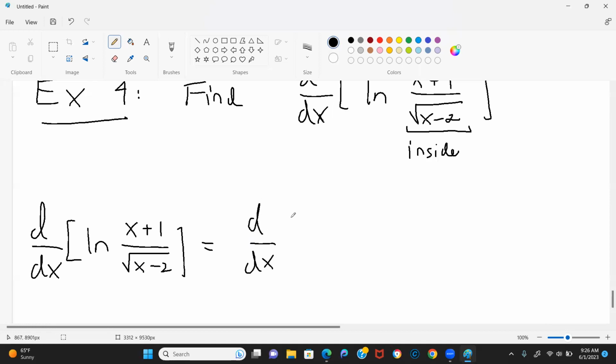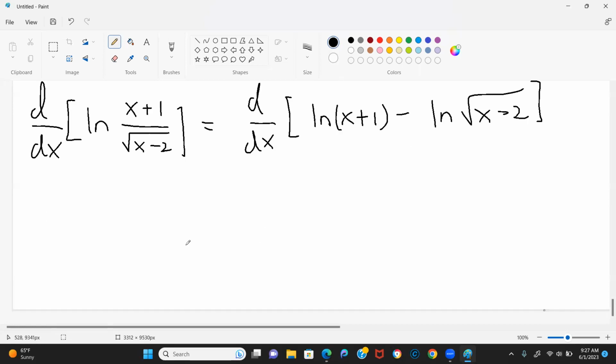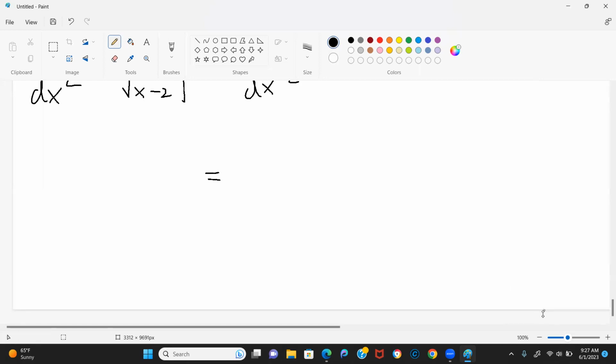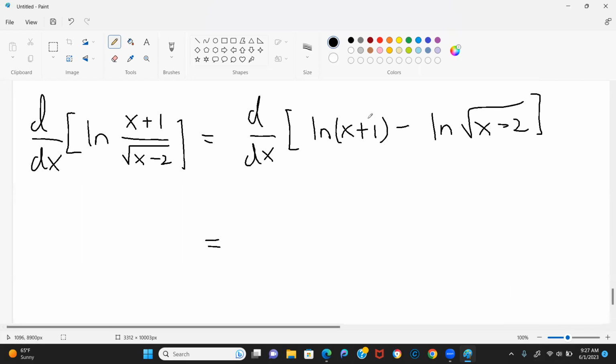All right, so now before I take this derivative, I notice I have a fraction here, so I am going to split the fraction up. It's going to be the difference of the logs, right? So it's going to be ln of (x plus 1) minus ln of the square root of (x minus 2). And then I'm going to use another log rule. First of all, I have this negative, so I can just distribute the derivative over it.